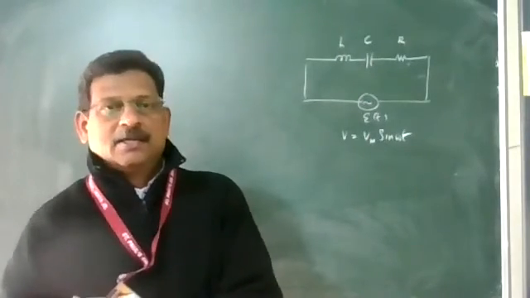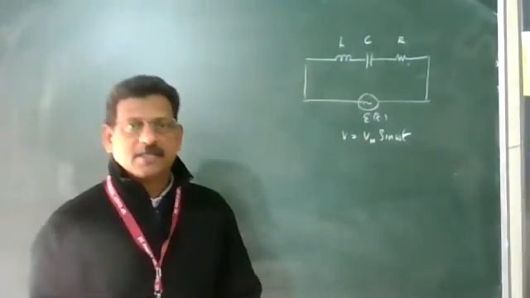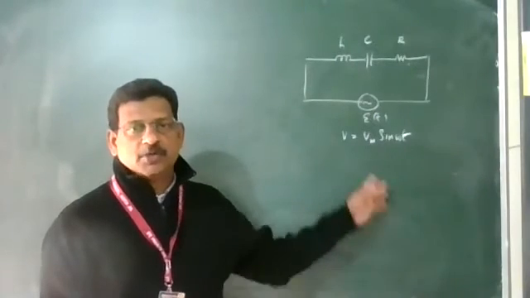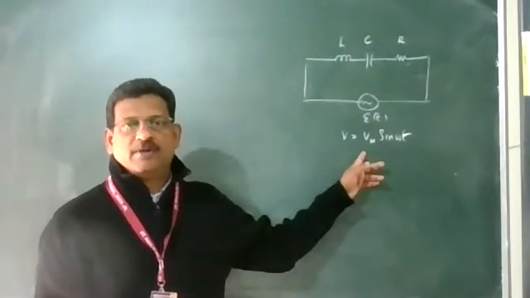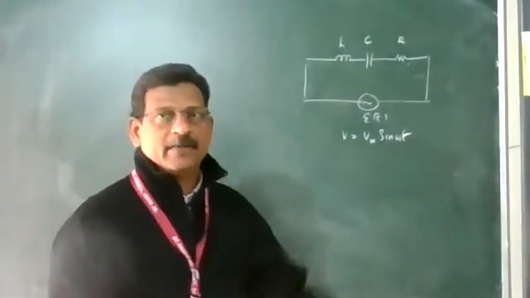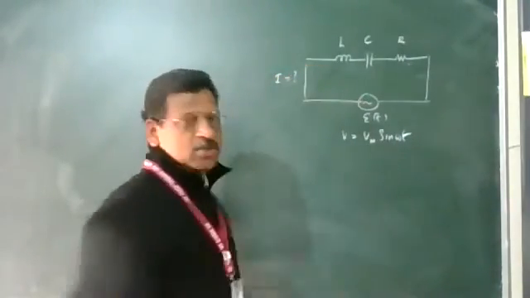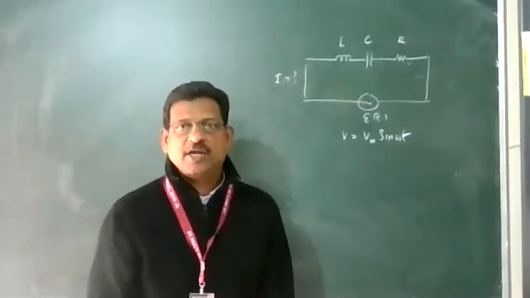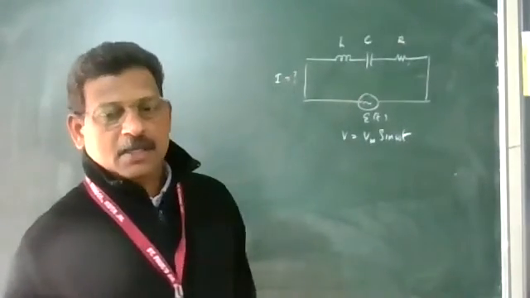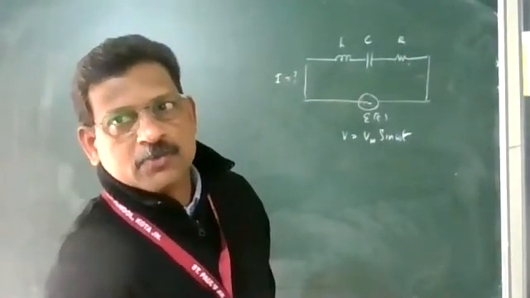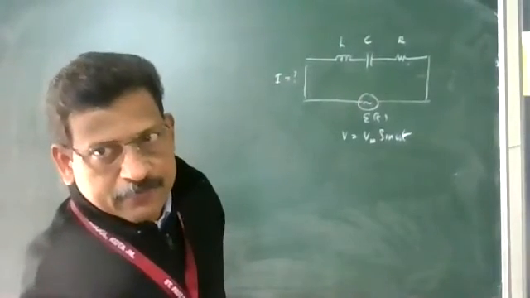So L, C, R are connected in series to an EMF source which produces an alternating voltage equal to Vm sin omega t. What is your aim? Your aim is to find out what the current is at any time through this circuit and what its phase relation is. These are the points we are going to explain here.